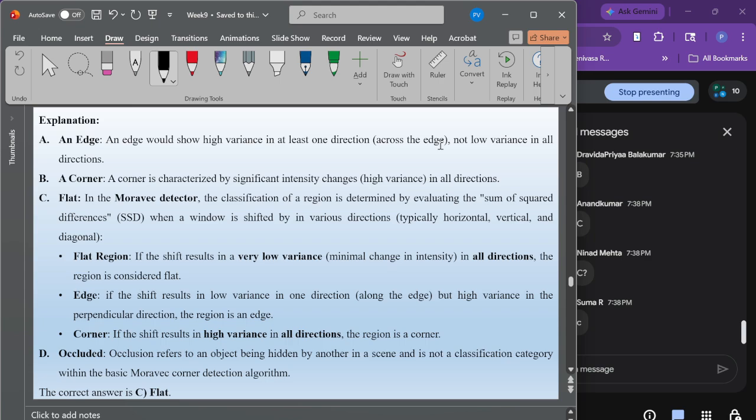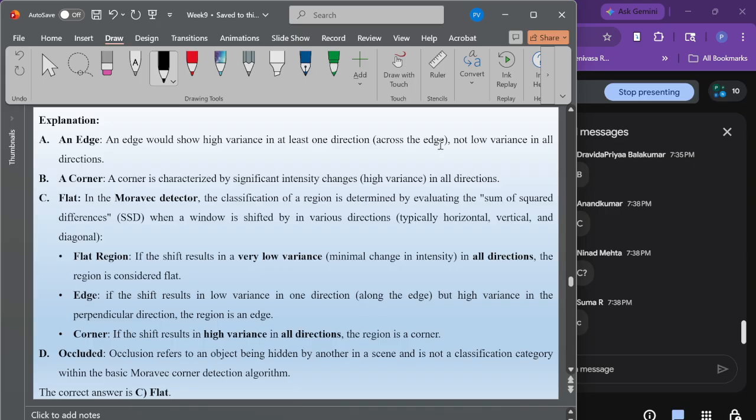So in a Moravec detector, the classification of the region is determined by evaluating the sum of the squared difference when the window is shifting in various directions, that is typically horizontal, vertical or diagonal. If the shift results in very low variance in all directions, the region is considered flat. If the shift results in low variance in one direction but high variance in the perpendicular direction, that region is an edge. And if the shift results in high variance in all directions, then the region would be a corner.